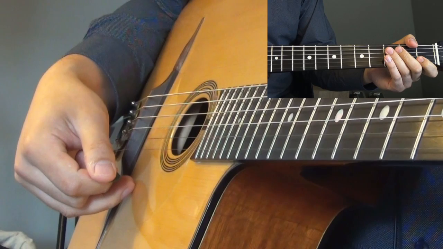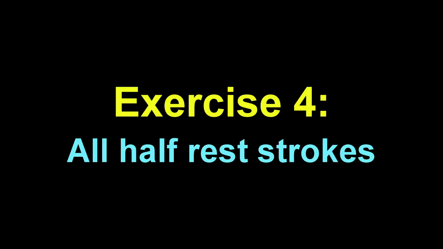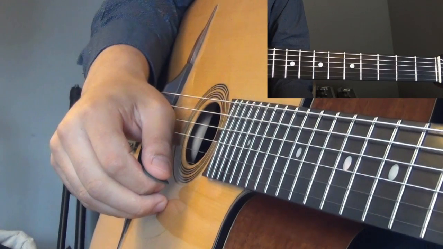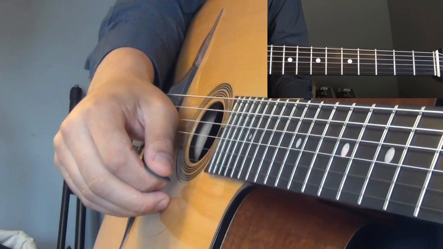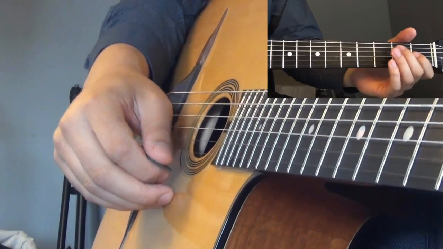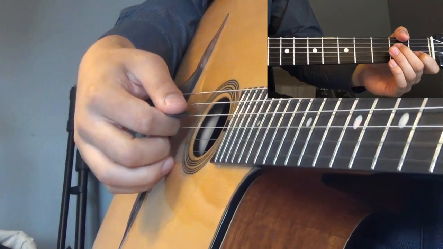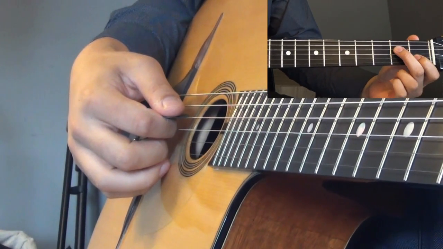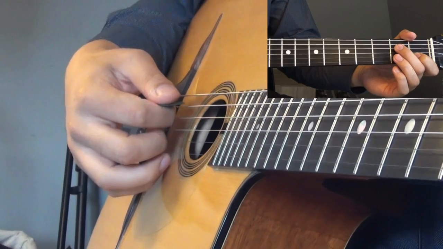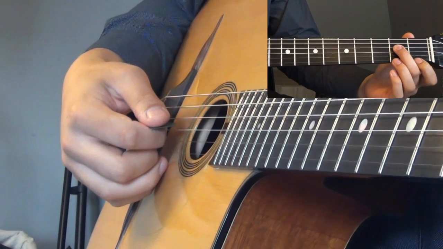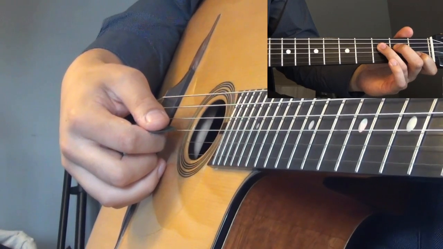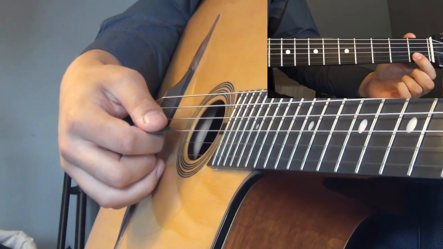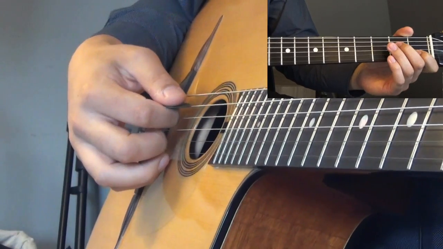Let's go to the fourth exercise. The fourth exercise is about practicing only half rest strokes. Maybe you could make this also the third exercise. It's your choice. The exercise is on 3 frets again. So you start on the D string, on 2nd fret, then you play the 1st fret of the B string, then you play the 3rd fret of the D string again, and then again the 1st fret of the B string. So you get this.